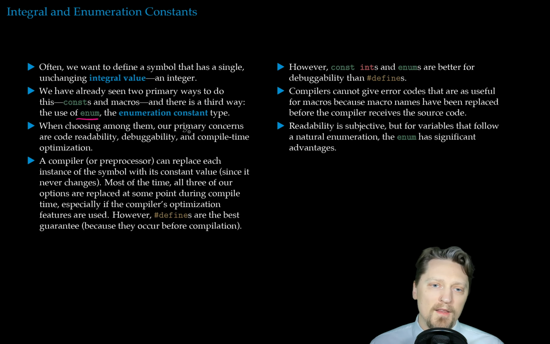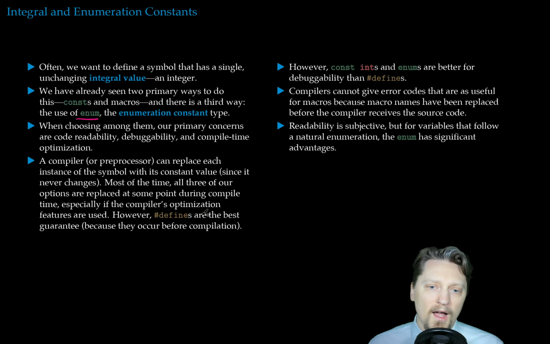When choosing among them, our primary concerns are code readability, debuggability, and compile time optimization. A compiler or preprocessor can replace each instance of the symbol with its constant value, since it never changes. Most of the time, all 3 of our options are replaced at some point during compile time, especially if the compiler's optimization features are used.